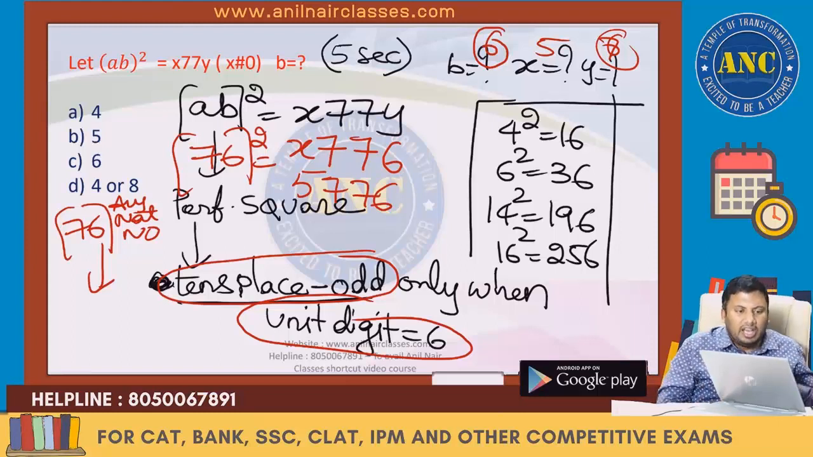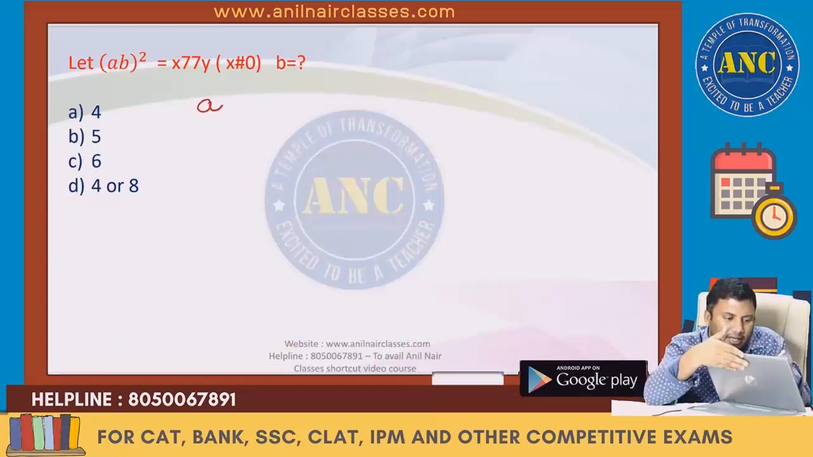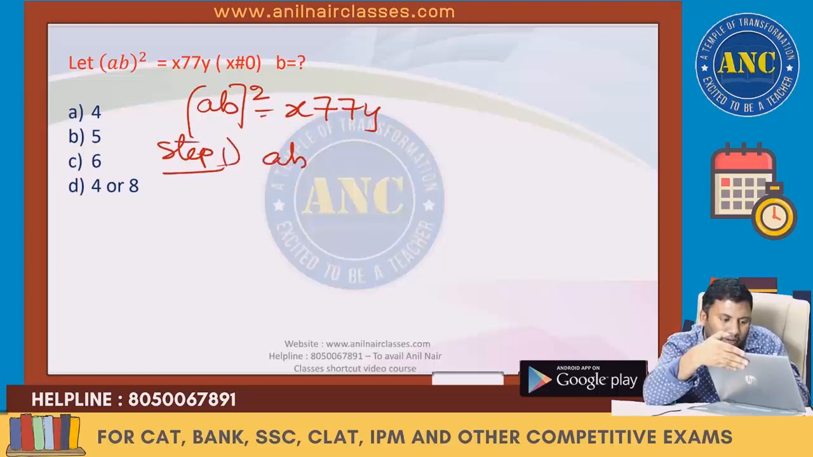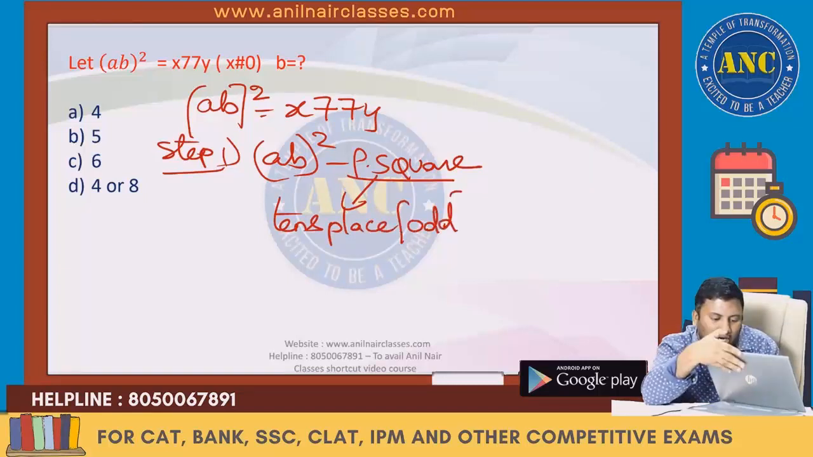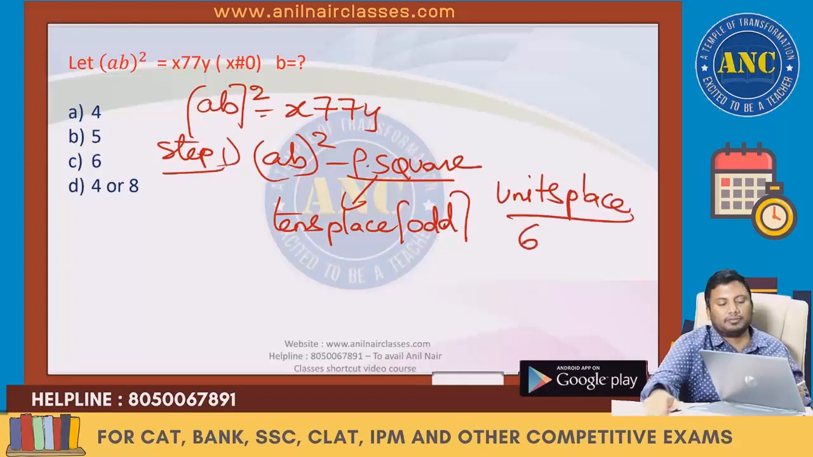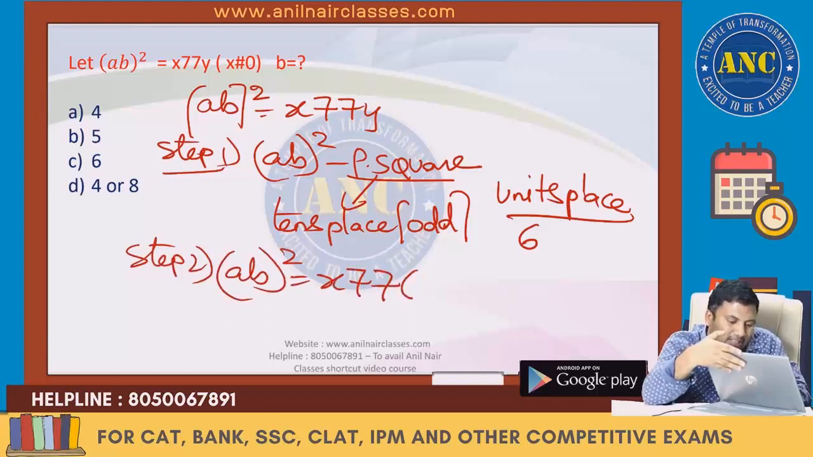Again I am saying, AB whole square is equivalent to X77Y. Step number 1: AB whole square is a perfect square. In a perfect square, if the tens place is odd, the units place will be 6. So, step number 2, this number becomes AB whole square equivalent to X776.